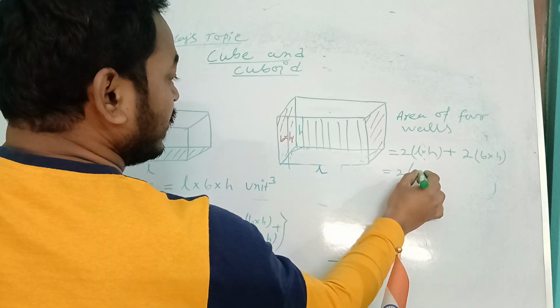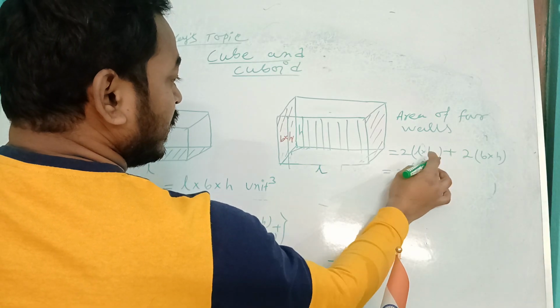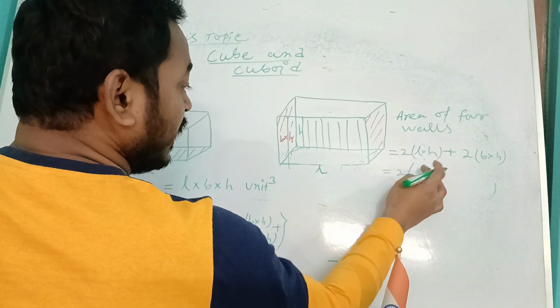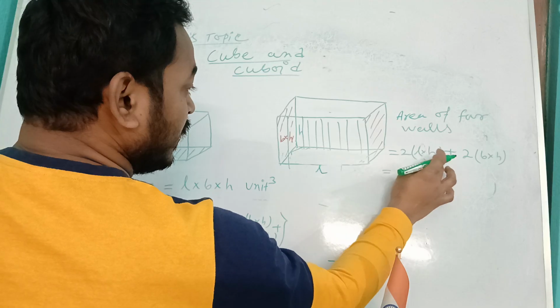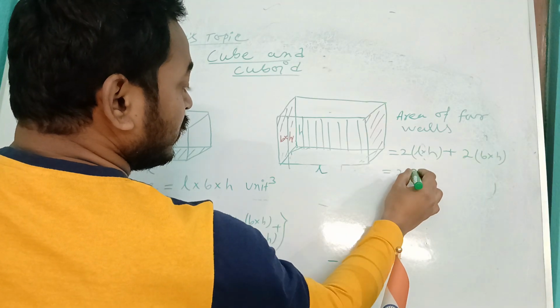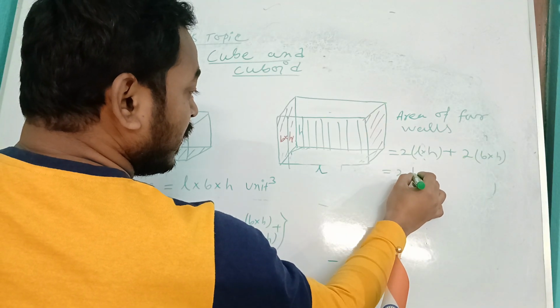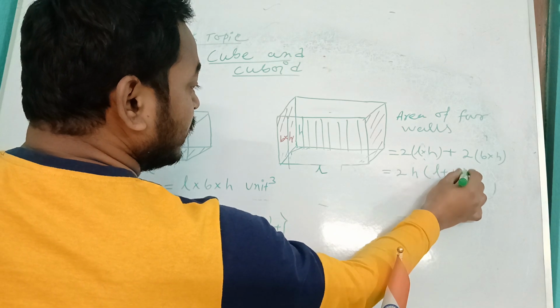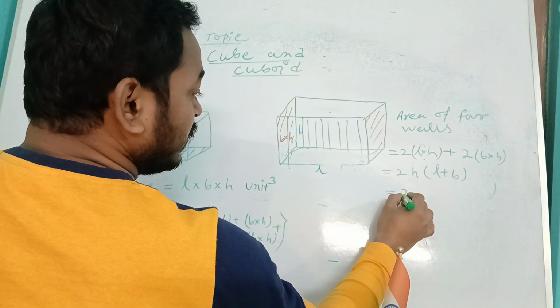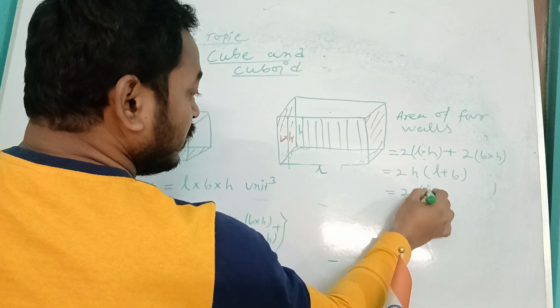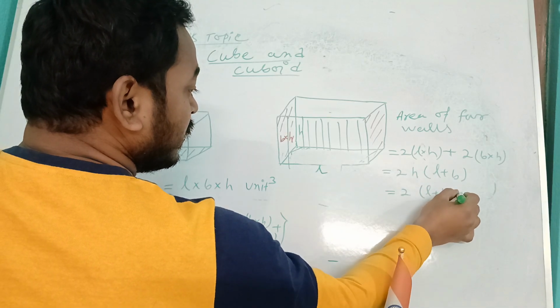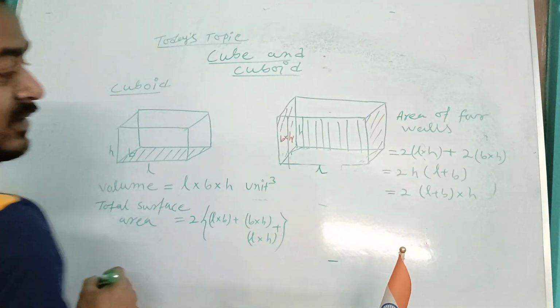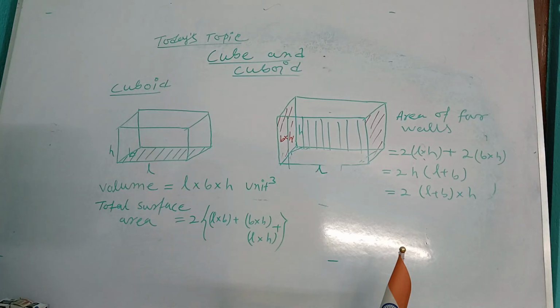So here we can write 2H common. 2LH and 2BH. So we can take 2H, and it is L plus B, or we can write 2 into (L plus B) into H. So this is area of 4 walls. Is it clear? It is very much easy.